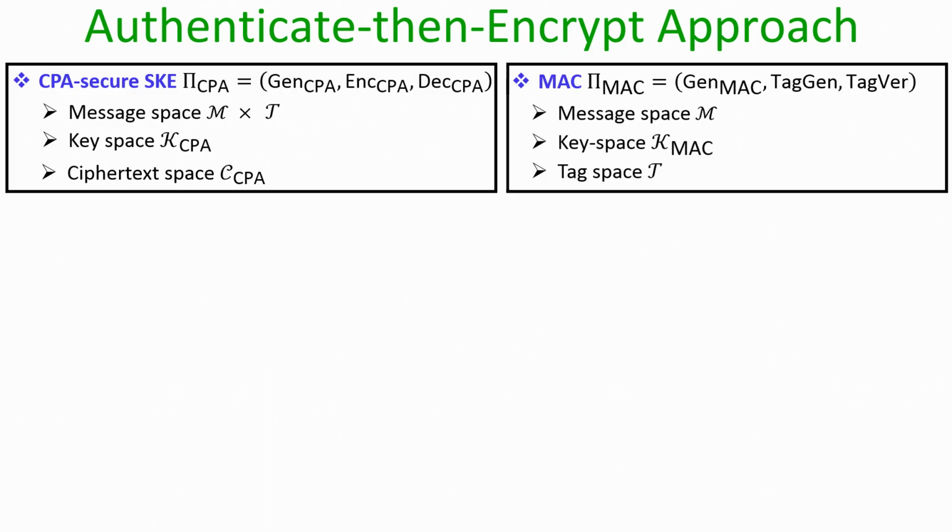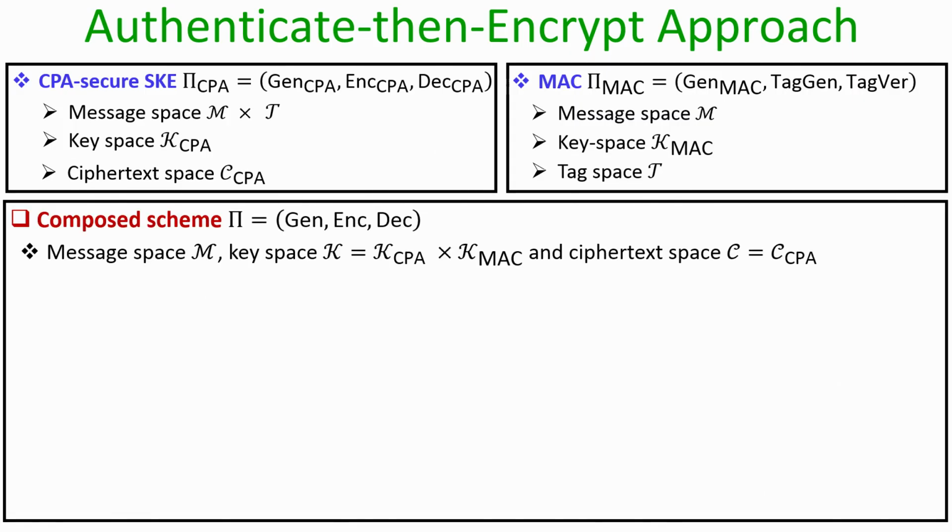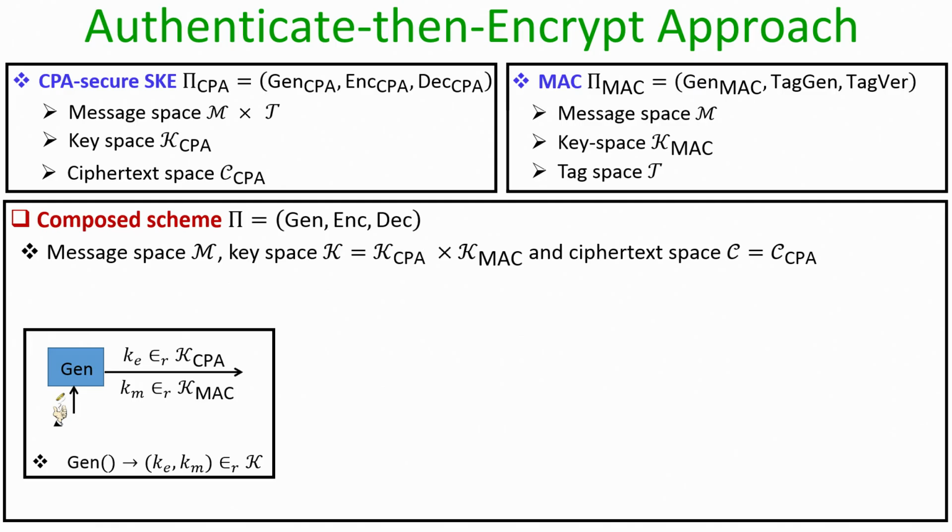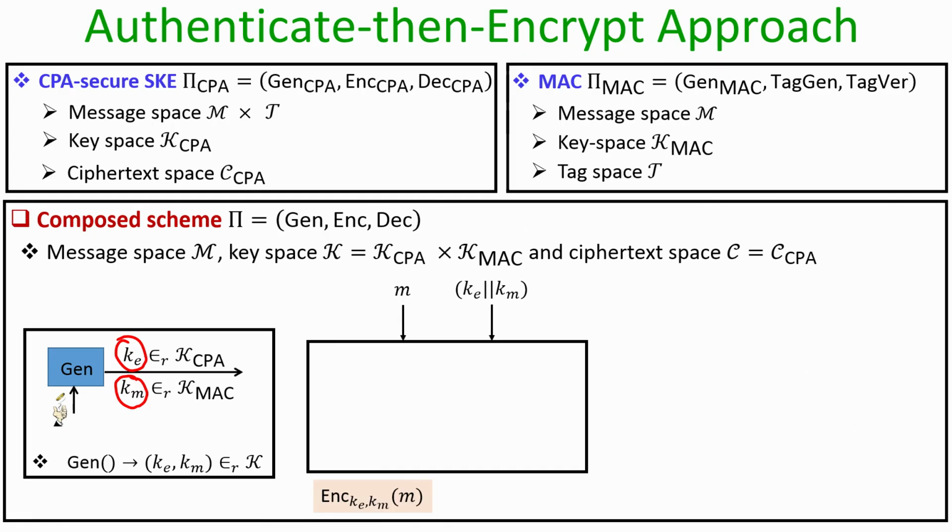So, now let us discuss the third approach using which we can compose a CPA secure scheme and a message authentication code. This approach is called the Authenticate-then-Encrypt approach. Again we are given two primitives, a CPA secure primitive and a message authentication code primitive, and the composed scheme is as follows. The key generation algorithm will output a key for the CPA secure primitive independently and the key for the message authentication code independently, and the overall key will be k sub e and k sub m.